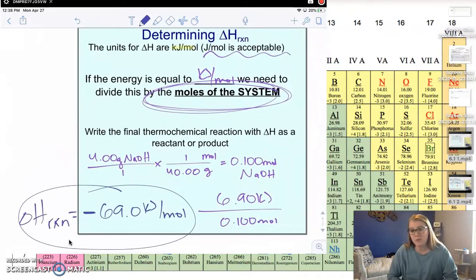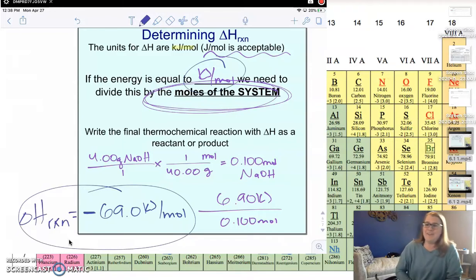So basically you're just using the Q equals MC delta T equation, and then if you want to figure out the delta H in kilojoules per mole, you just take your kilojoules value and divide that by moles, and you just need to make sure that you're aware of what the system is.